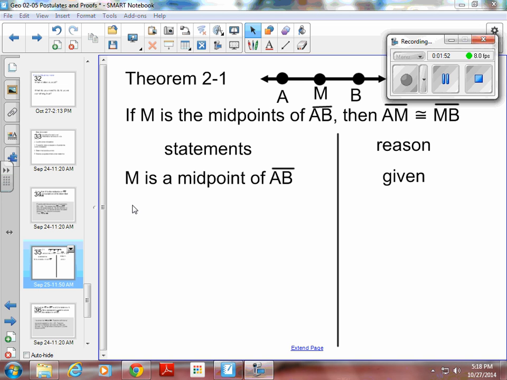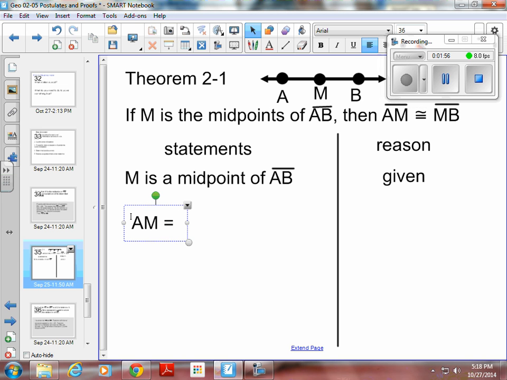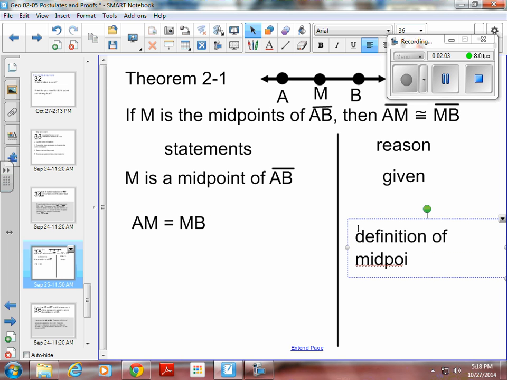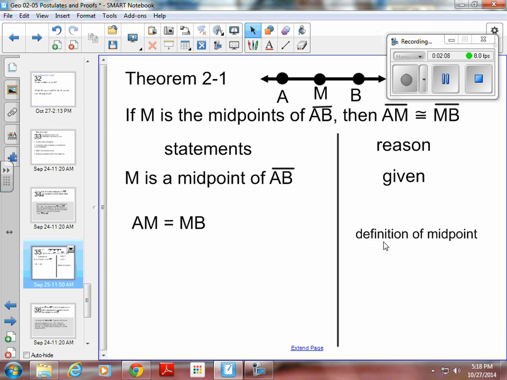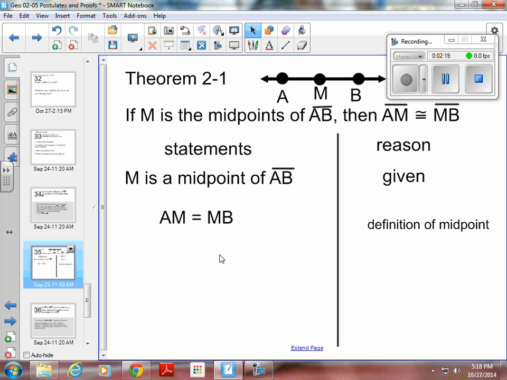Okay, by definition, if M is the midpoint of AB, then we know that AM has to be equal to MB. And that's by the definition of midpoint. The definition actually states that if M is a midpoint of AB, then it divides segment AB in half. So we know that AM has to be equal to MB if it's dividing it in half. So we just use the definition of midpoint there.